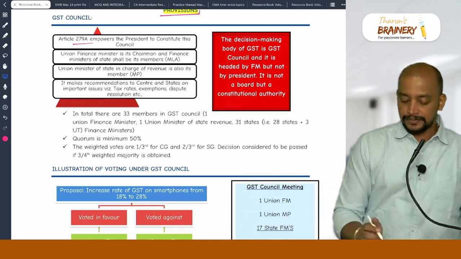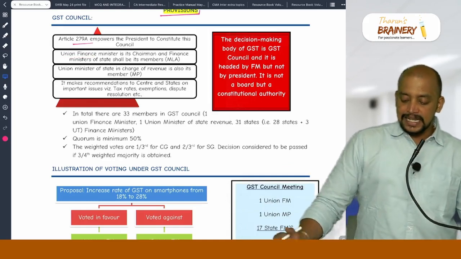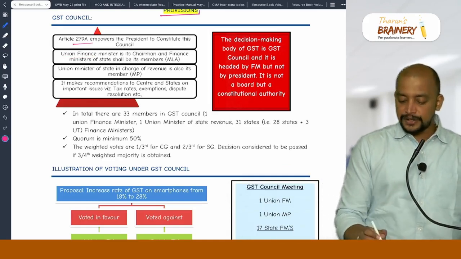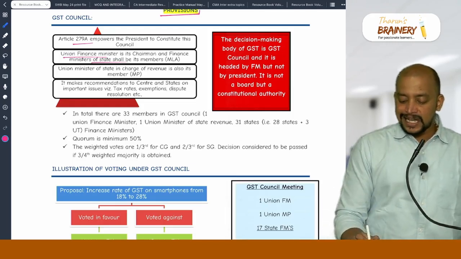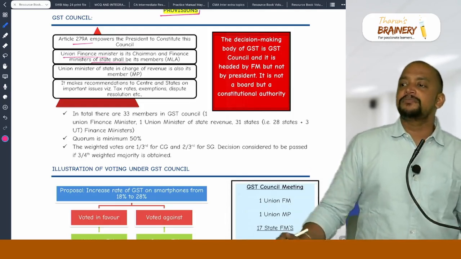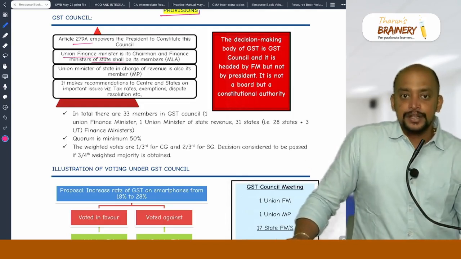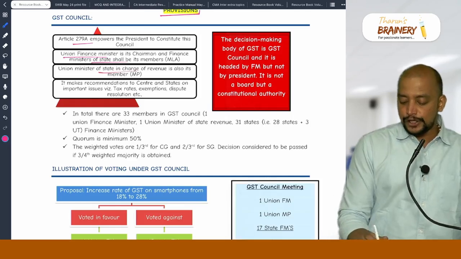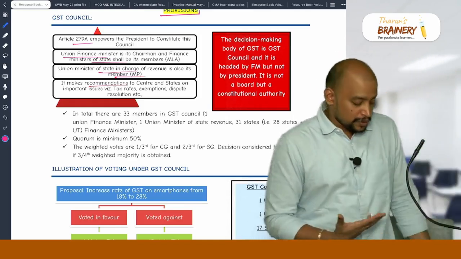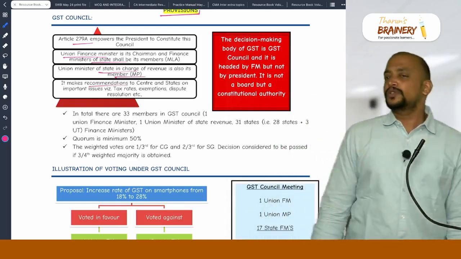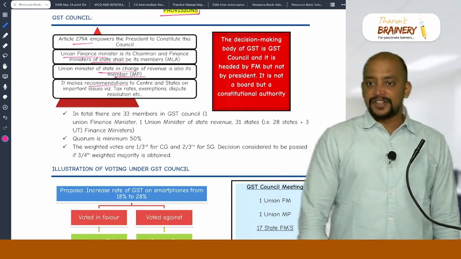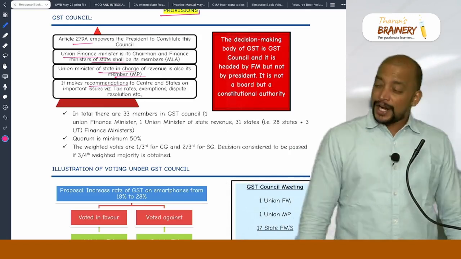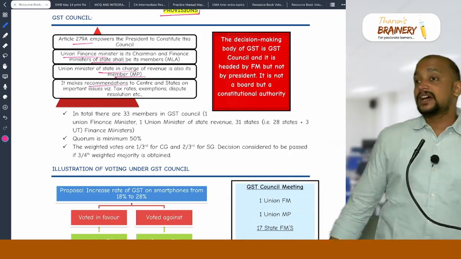And who is the chairman of this council? Union Finance Minister. Union Finance Minister is its chairman, and finance ministers of the states shall be its members, and even the Union Minister of State in charge of revenue. Usually for every cabinet ministry, there will be a Minister of State. So that Minister of State for Finance is also a member, and basically it makes recommendations to the center and states on important issues. What are those important issues? Like what are the crucial decisions related to GST? Tax rates. So what rate should be fixed for what product, whether we need to revise it, reduce it, enhance it, etc. And thereafter exemptions.